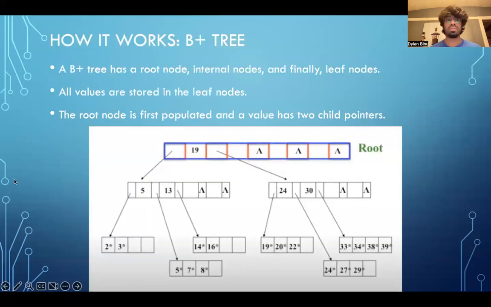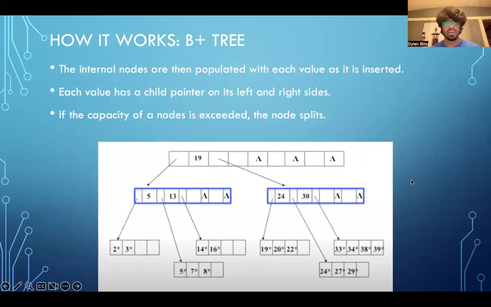So this is how a B plus tree works. A B plus tree has a root node at the very top, internal nodes in the middle layer, and finally leaf nodes at the very bottom. Now, it is important to note that all the values are stored in the leaf nodes. The root node is first populated, and a value has two child pointers. So if you can see here, 19 is the root node, and to the right of it you have a child pointer pointing to the right, and to the left you have a child pointer pointing to the left. The internal nodes are then populated with each value as it is inserted.